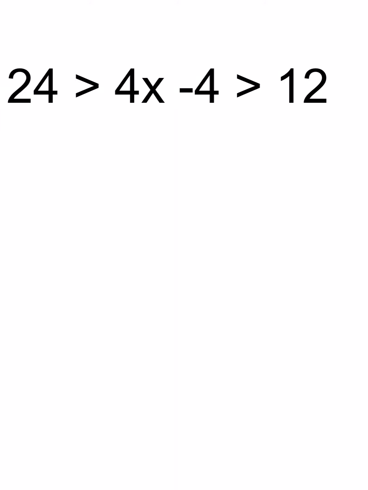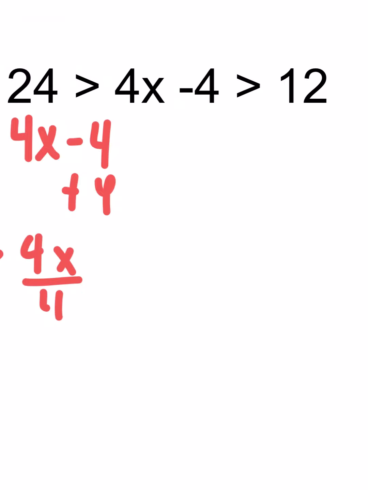Okay, let's solve this inequality this way. We'll say 24 is greater than 4x minus 4. Add 4 to both sides, and you get 28 is greater than 4x. Divide by 4, and you get x is greater than... what's 28 divided by 4? 7. So x is greater than 7.